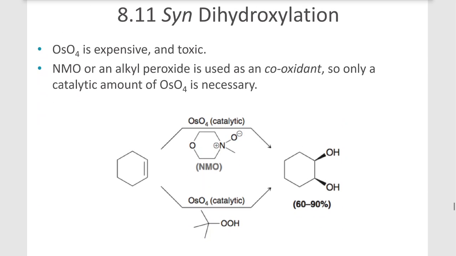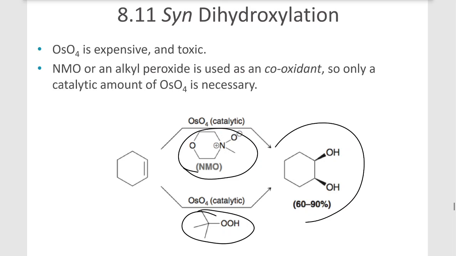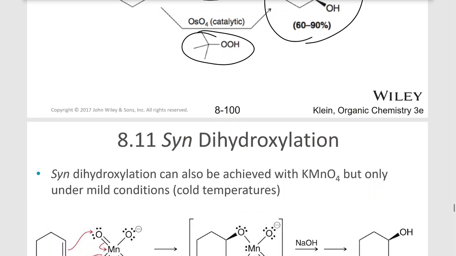Osmium tetraoxide is expensive and toxic, so it was discovered that we could use some co-oxidants like this NMO here or this alkyl peroxide as co-oxidants, so that we only need a small catalytic amount of the osmium tetraoxide in order to effect the reaction. So this is going to give a high yield of the Syn diol.